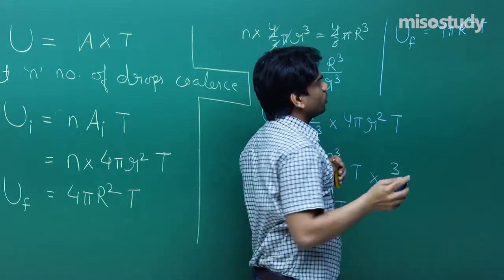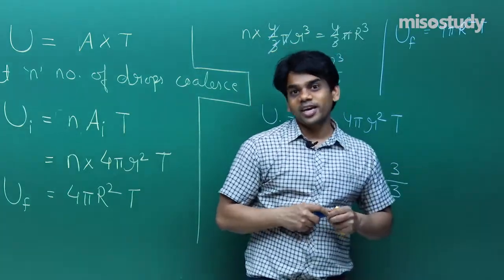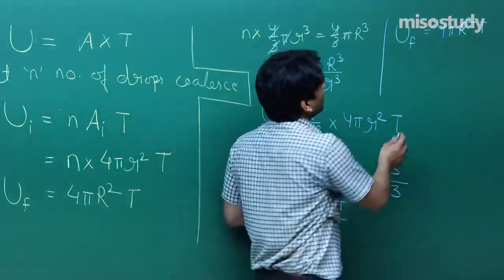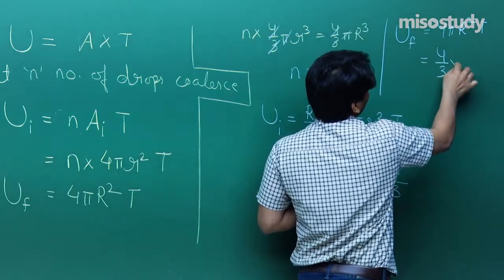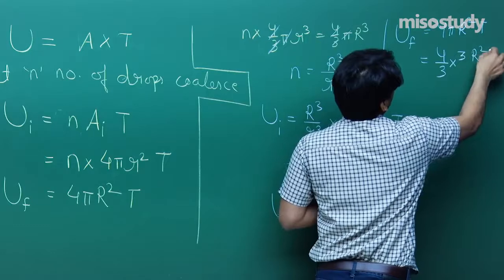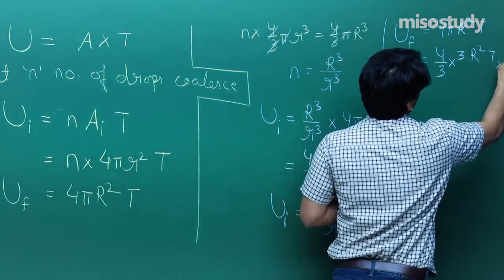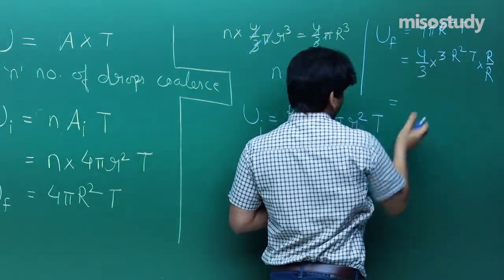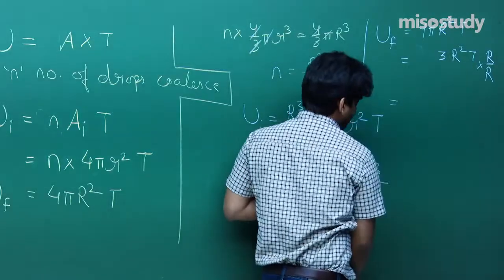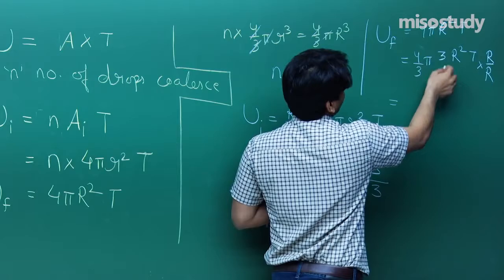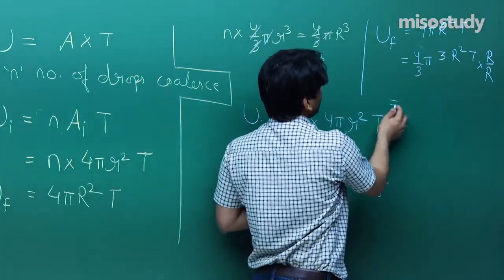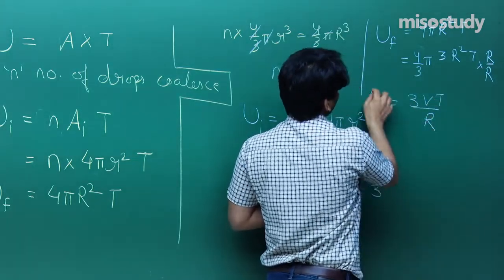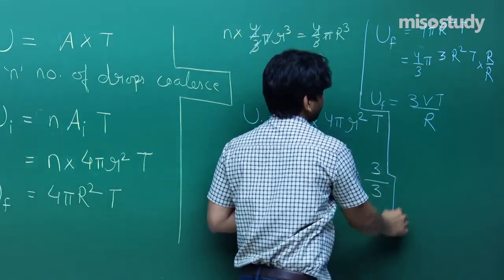I am going to change the way it looks: 4 pi R square into T. Here, if we divide it by 3 and multiply by 3, not a problem, and also divide by R and multiply by R. So you will have 4 by 3, and pi also is there, I had missed that, 4 by 3 into pi into 3 R square T R by R. So from here, 4 by 3 pi R cube will give you the volume, so this will be 3 V T by R. This is the final potential energy.